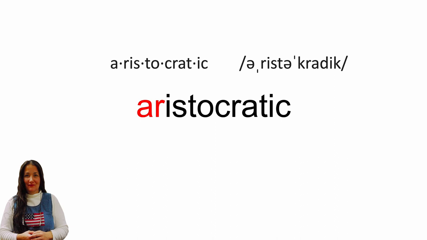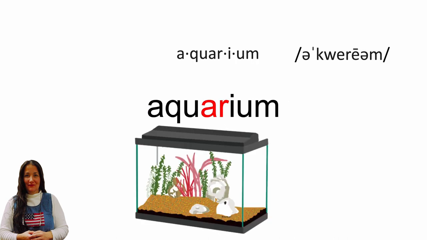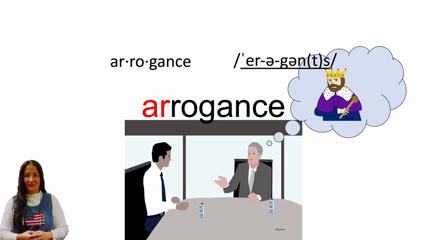Aristocratic. Belonging to aristocracy, which is the highest class of certain societies, especially those holding hereditary titles or offices. Aquarium. Arrogance. It's your feeling of being superior.